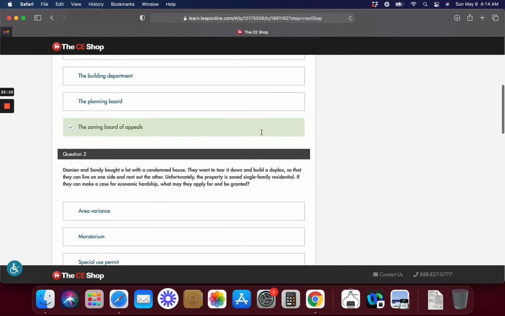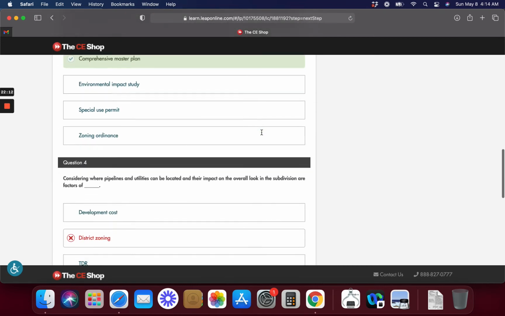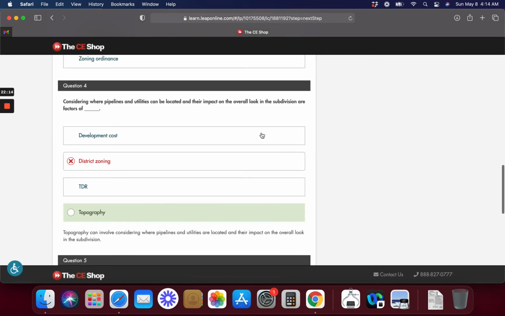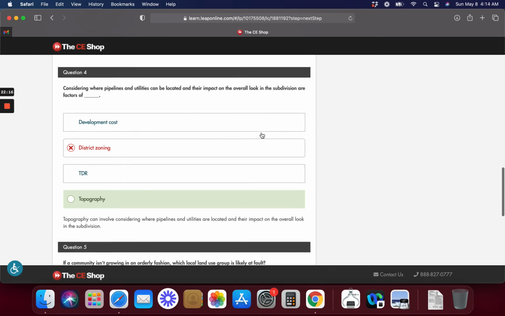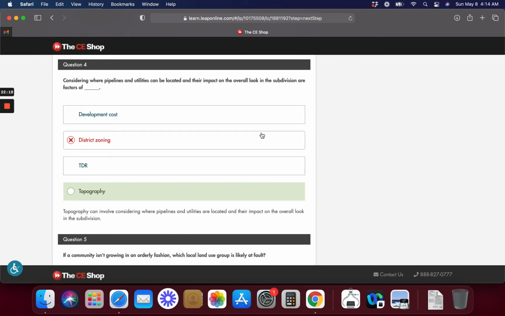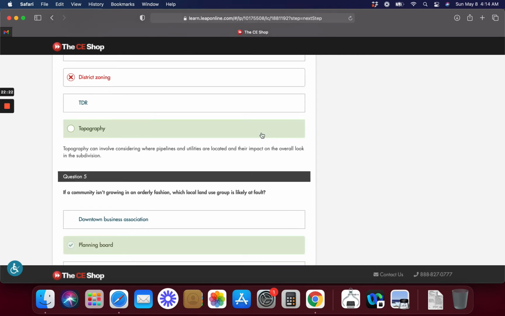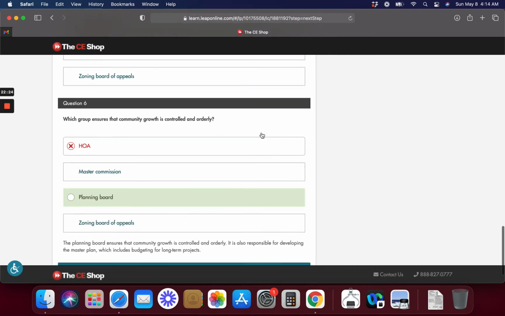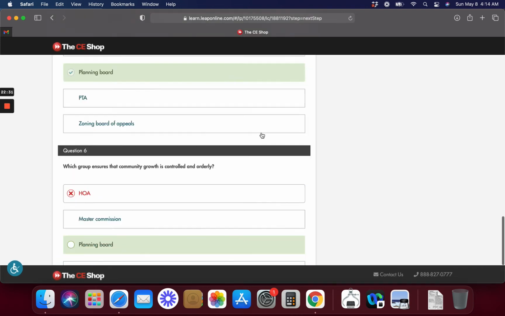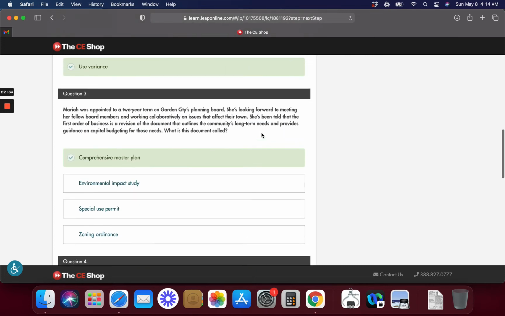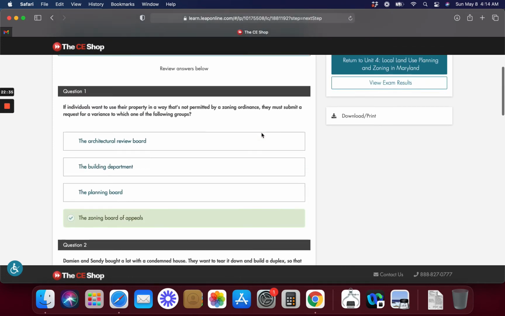Let's see which ones we got wrong here. All right, this one we got wrong. Its overall look is, I can't even pronounce that. Topography. Oh, the planning board. Okay, community growth is controlled and orderly is the planning board, not the HOA. Okay. All right, we got to go back and take this again real quick.